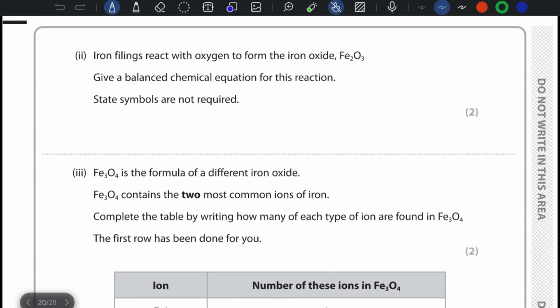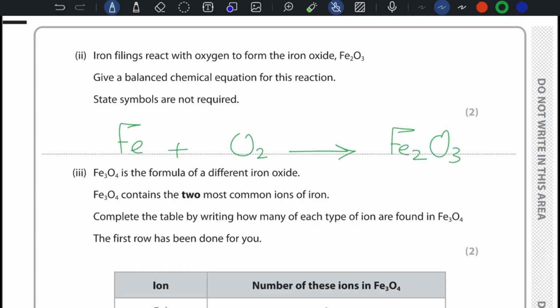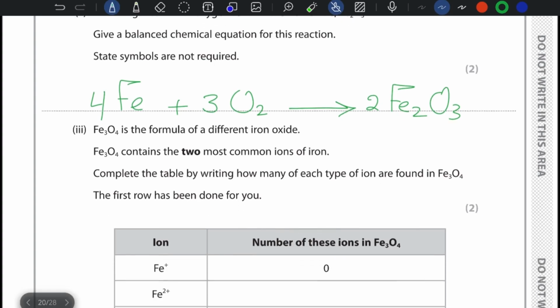Iron wool reacts with oxygen. Iron, we can write Fe, reacts with oxygen, O2, to give Fe2O3. We need to balance this equation, 3 oxygen right here, so you have to multiply by 2 to get an even number, because oxygen is even right here. 2 multiplied by 3 oxygen gives 6, so we can write 3 here. 2 multiplied by 2 equals 4, so we can write 4 here.